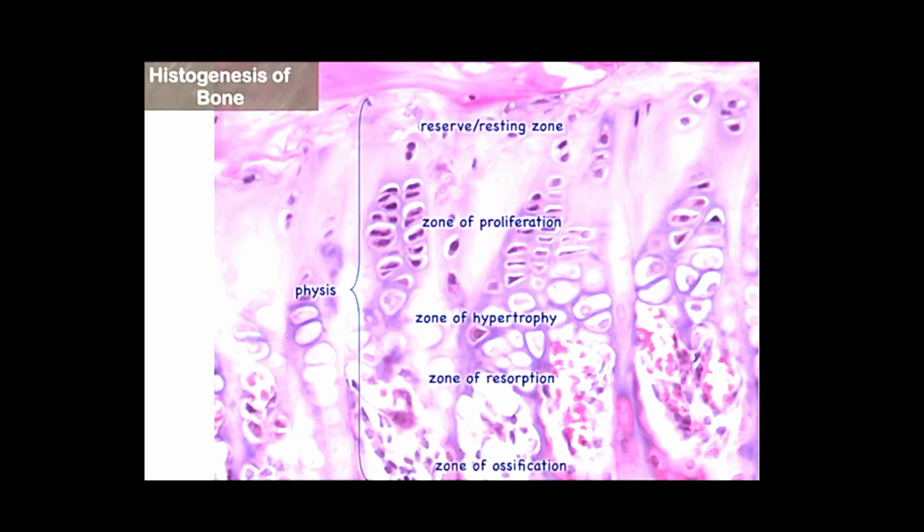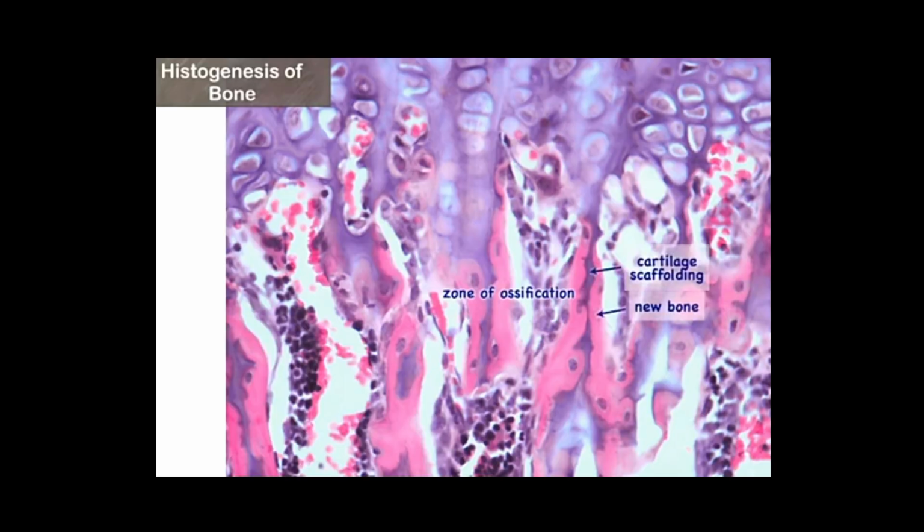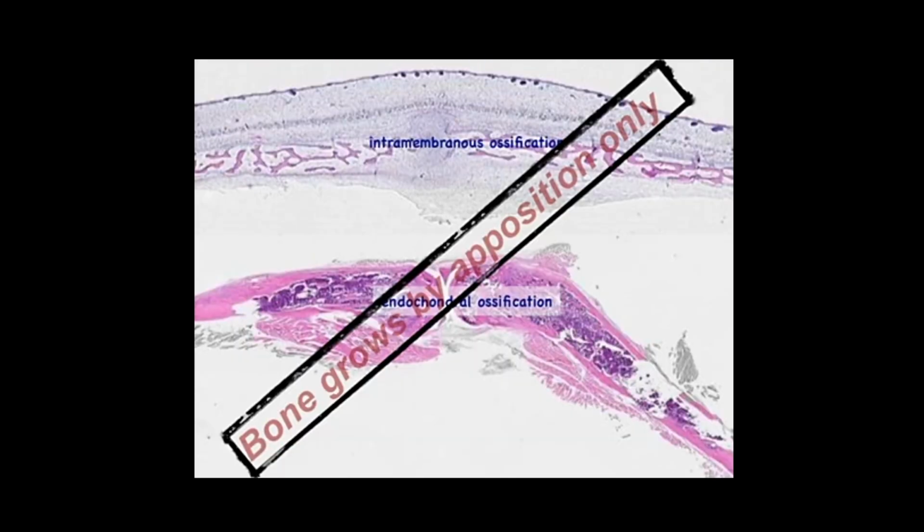So the physis has the zone of proliferation, the zone of hypertrophy, the zone of resorption, the zone of bone ossification, and the resting and reserve zone. After that, on the cartilage scaffolding we can find new bone, and the zone of ossification is also there. So the bone grows by the apposition method only, whether it is intramembranous or endochondral ossification. It is the apposition method which leads to the development of the bone.